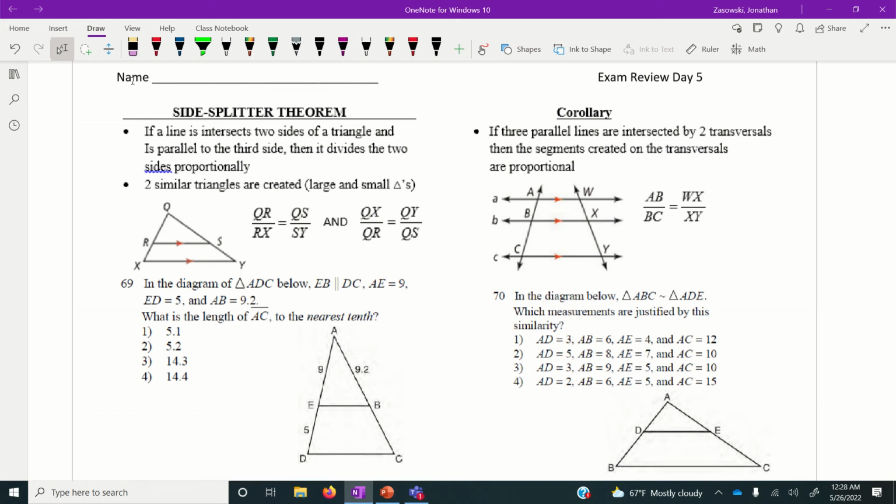All right, welcome to day 5, or actually our third day of review, but this is our 5th topic, which is going to be on side splitter theorem, also some properties of triangles, and then the Pythagorean theorem. So, side splitter theorem time.